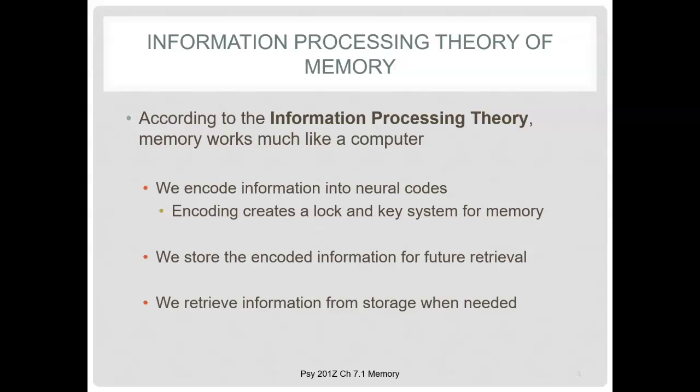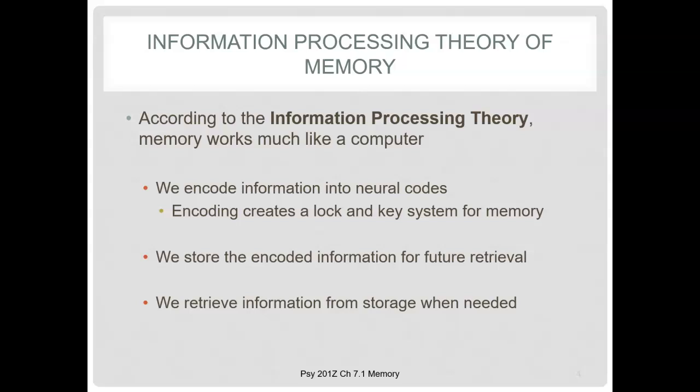So we're going to look at different stages of memory processing. According to the information processing theory, memory works like a computer. We encode information into neural codes, so we create neural pathways basically for memories. And we create what are called retrieval cues. So memories work as a lock and key system. The memory is the lock. A retrieval cue is the key that opens that memory.